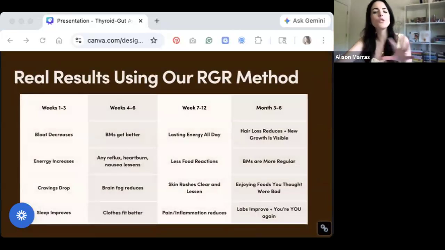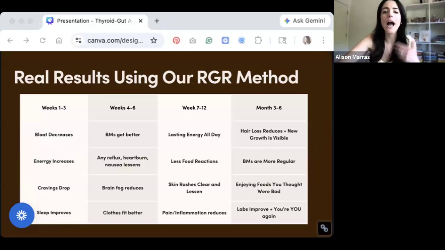And so I wanted to give you a little taste of what we commonly see with our clients using this method. These are real results by week and month. So I wanted you to have a good understanding of what this could feel like in your body. So weeks 1 to 3, just starting with your roadmap, bloat is decreasing, energy increases, cravings drop, and sleep improves. This is that strong foundation that we need.